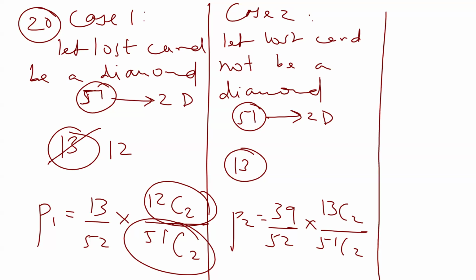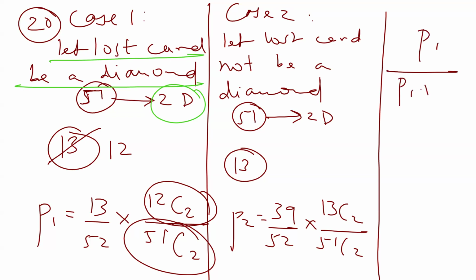Now you're supposed to get two diamonds, provided the lost card is a diamond. So the required probability will be P1 upon P1 plus P2.